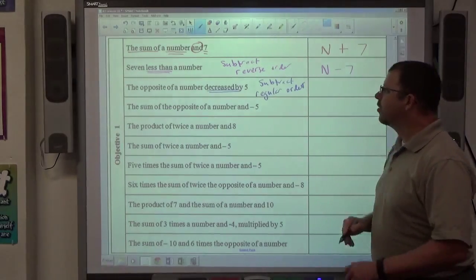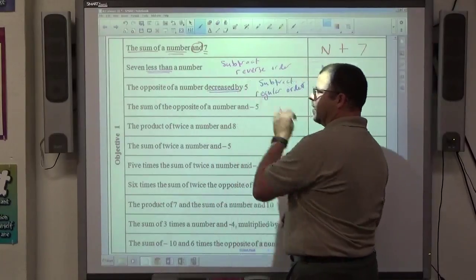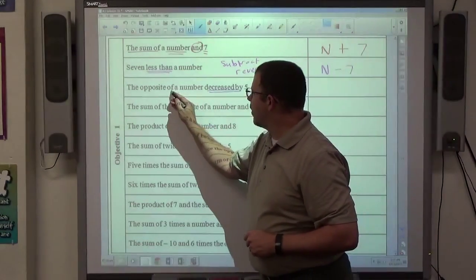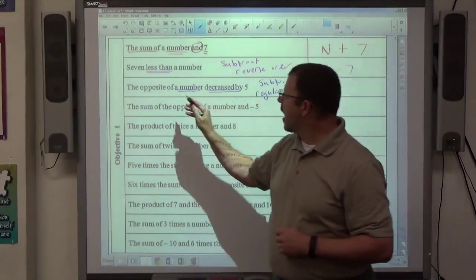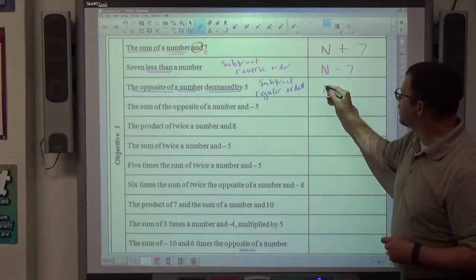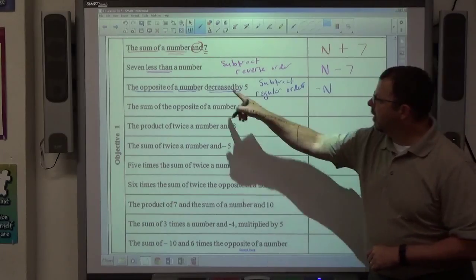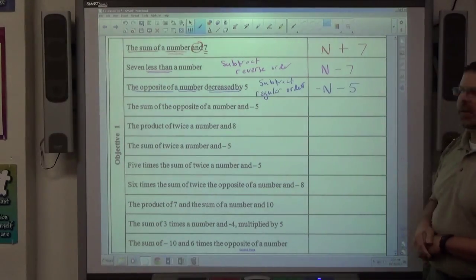Alright, so we're subtracting the opposite of a number and 5. Alright? We already know that a number would be n or x or some letter, right? The opposite of anything means to change its sign. So, if n is a number, minus n is the opposite of a number. Decreased by means subtract, and then we're subtracting 5. So minus n minus 5.